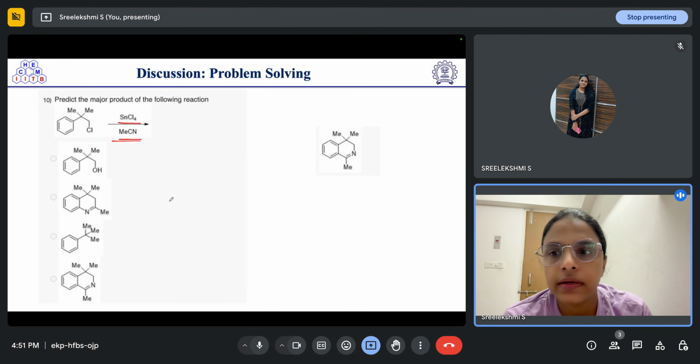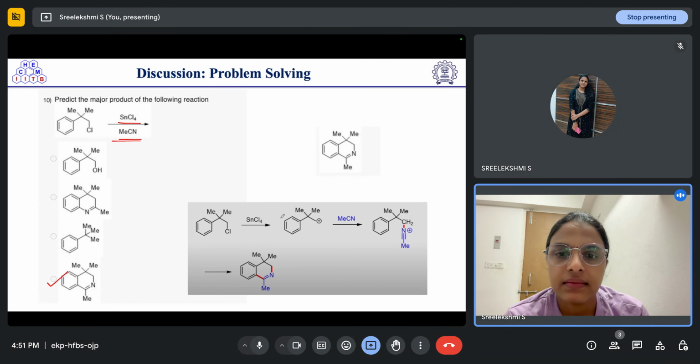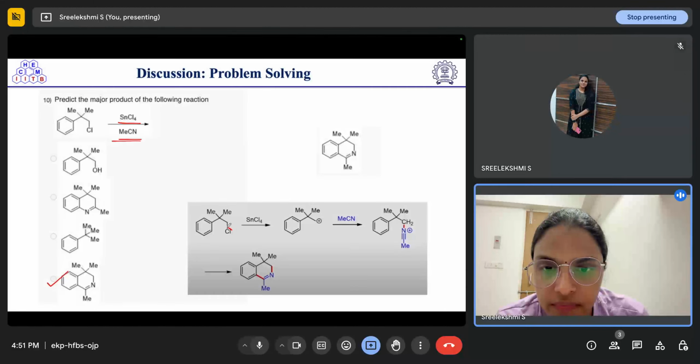So here the major product of the reaction is this one. So the correct answer is option D. What is happening is that first, in presence of SnCl4, which is a Lewis acid, it will take the Cl minus, and here one carbocation will be generated.